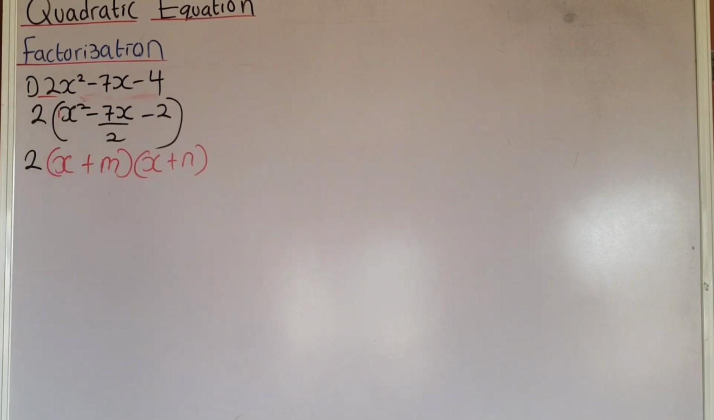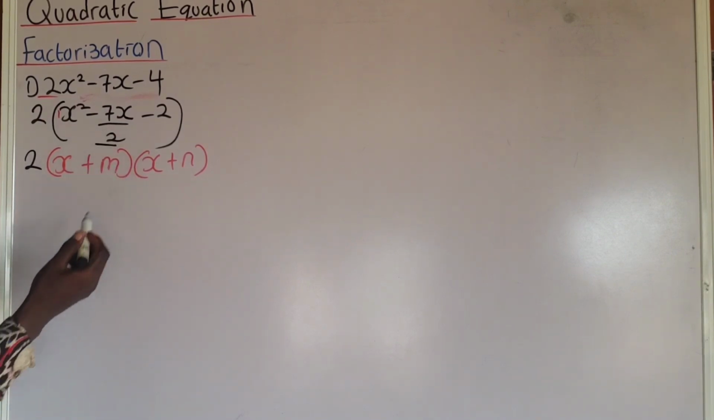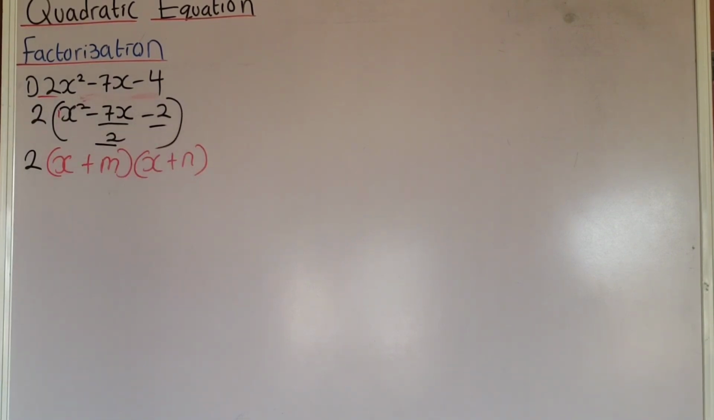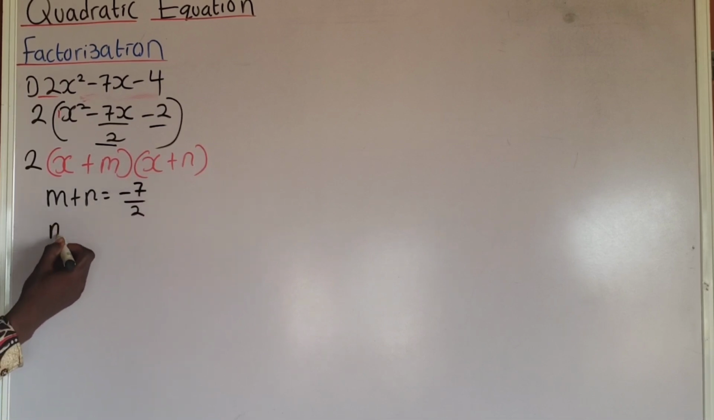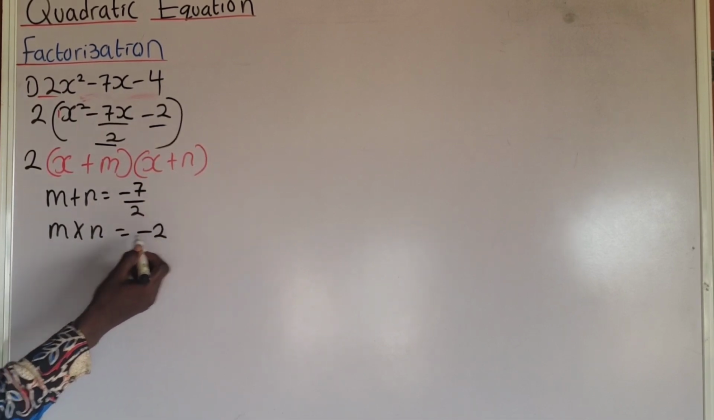Now you know in a quadratic equation there is something called the sum and something called the product. Sum simply means the sum of roots, and product simply means the product of roots. Their sum must be equal to the second term in the quadratic equation. In this case, the second term is negative 7 over 2 and the constant term is negative 2. So m plus n must be equal to negative 7 over 2, and m multiplied by n must be equal to negative 2.